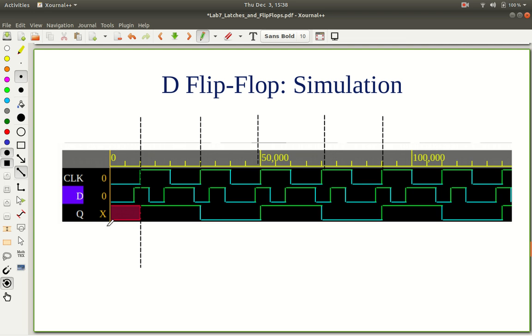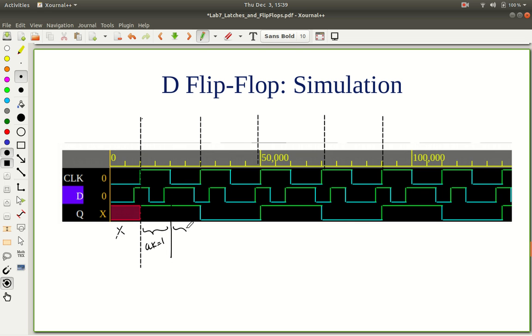So until that point Q had the value unknown, X. Till that point we had not initialized Q in the description, so it retained the value unknown. Then when the clock edge arrived, D was 1. So Q took the value 1 and retained that value. So notice that in this period clock is high and D changes but Q does not change. So the value that was read at this edge is retained throughout. It does not follow D in this period.